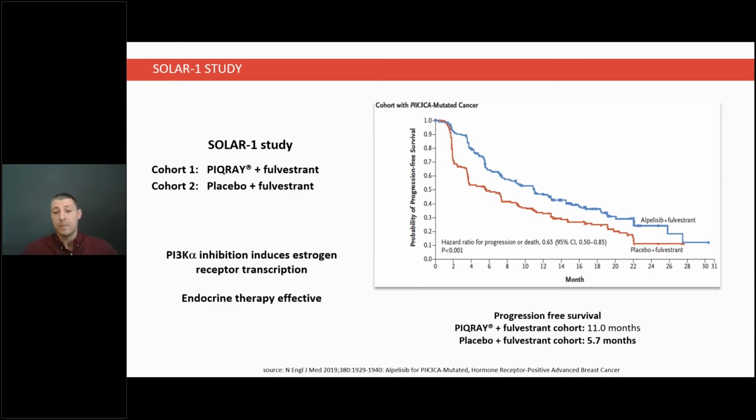The outcome of this study was that in the Piqray fulvestrant cohort, the progression-free survival was increased to 11 months compared to 5.7 months in the placebo group. Okay, this as an example.